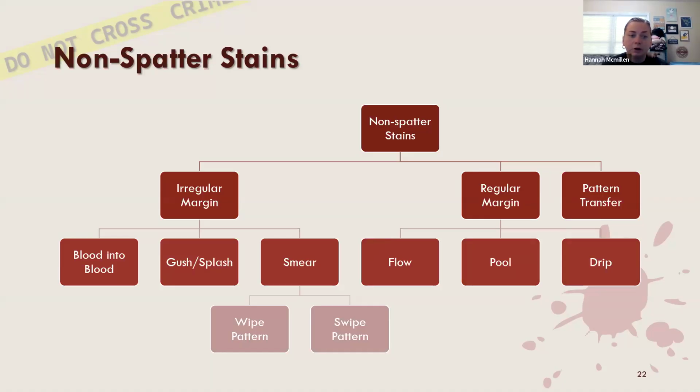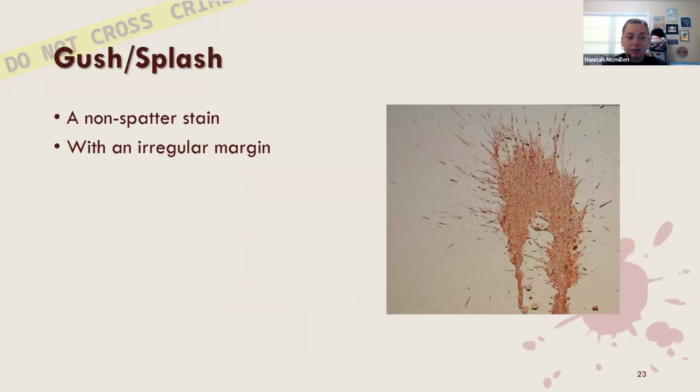So going into our gush and splash, this is a non-spatter stain. It's got an irregular margin, right? We don't see one small circle or an elliptical stain. We see just kind of an odd shape. So we're seeing that irregular margin.